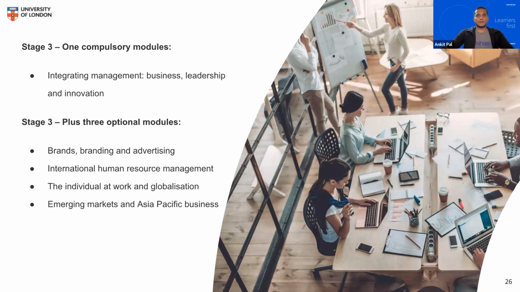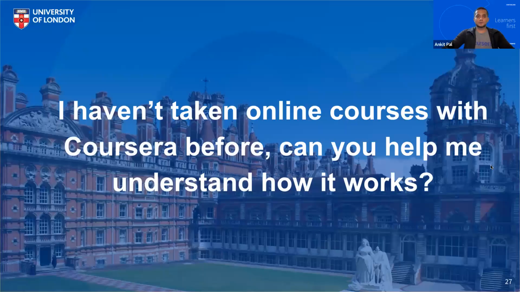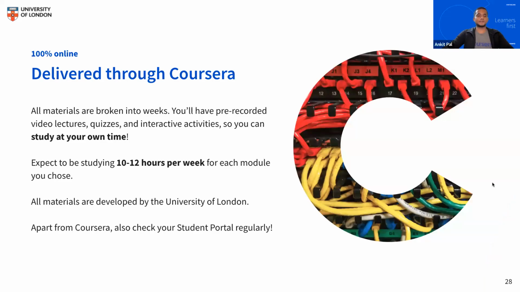Now, as we go on to the next slide, I've also included a very common question that I generally come across: I haven't taken any online courses with Coursera before. Can you please help me understand how it works? So as we go on to the next few slides, you'll understand how Coursera delivers the program. This is an online degree from the University of London, Royal Holloway, partnered with Coursera. I'm sure most of you already have experience with the Coursera platform, but for those who don't, worry. It's very easy to figure out, actually. I'll walk you through the main points and feel free to ask more questions about this during our live Q&A.